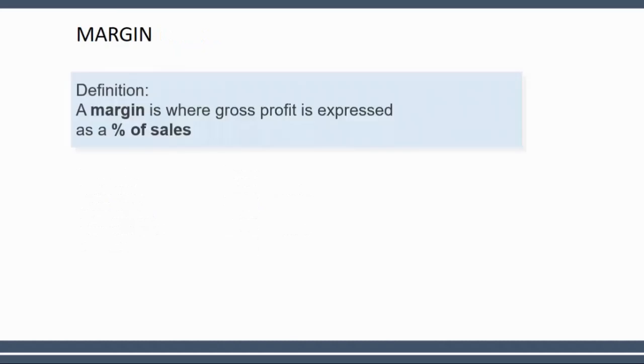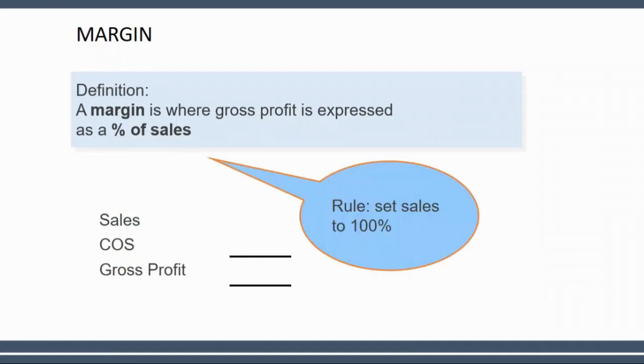So how do we mathematically calculate it? The rule is that a margin is where gross profit is expressed as a percentage of sales. Like I said, margin is a percentage calculated on sales price. Just remember this rule, that sales is equal to 100% because margin is on sales. So sales price you keep at 100%. If your gross profit is 25%, your cost of sale will be 75%. So in case of margin, selling price is the full 100 and cost is less than 100. Cost is within 100%. That is for margin.